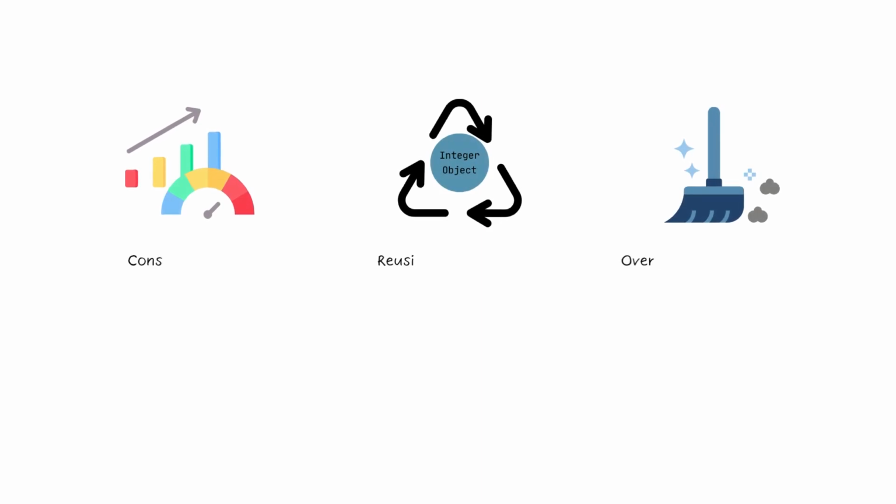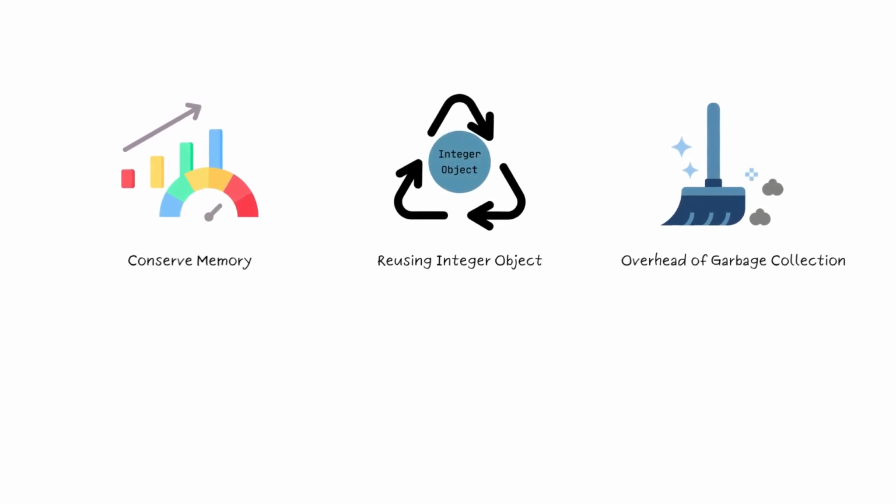This caching mechanism helps conserve memory by reusing integer objects for commonly used integer values, reducing the number of objects created, and promoting better memory utilization. Additionally, it can improve performance by reducing the overhead associated with object creation and garbage collection.